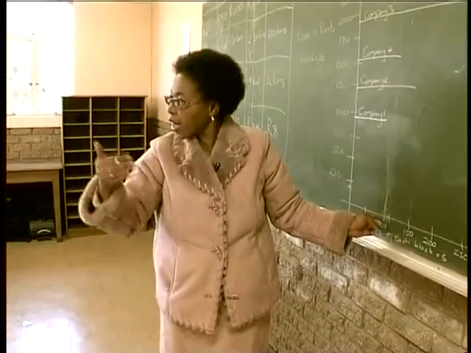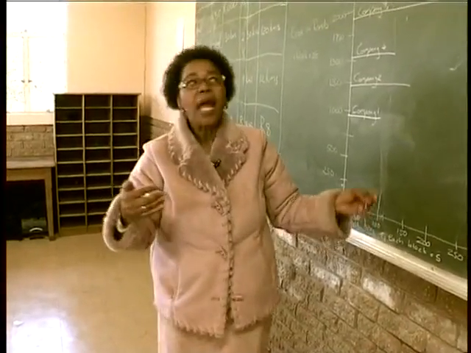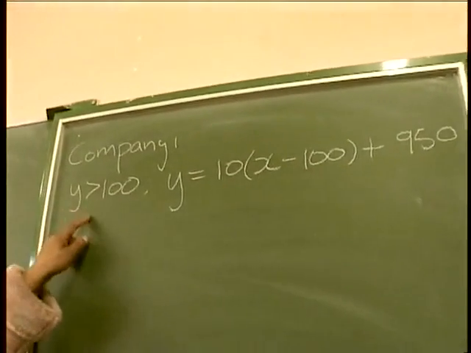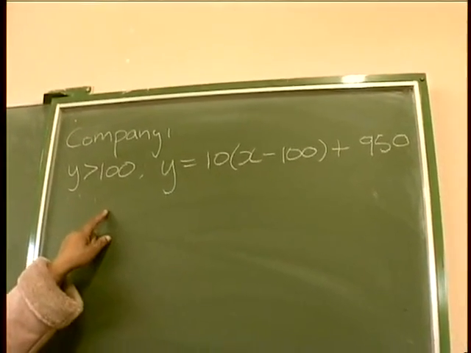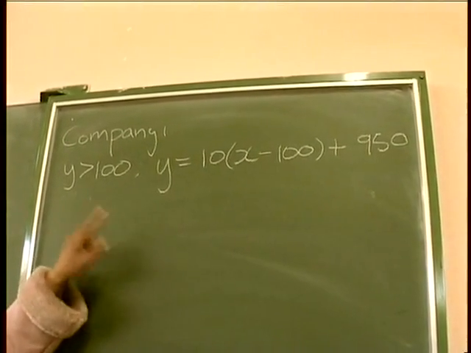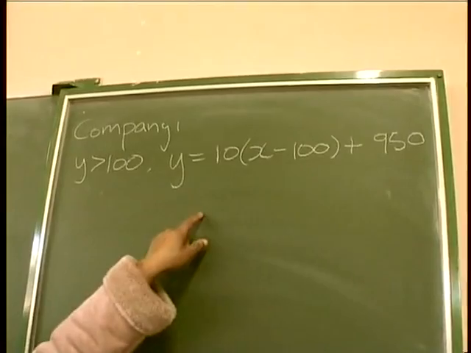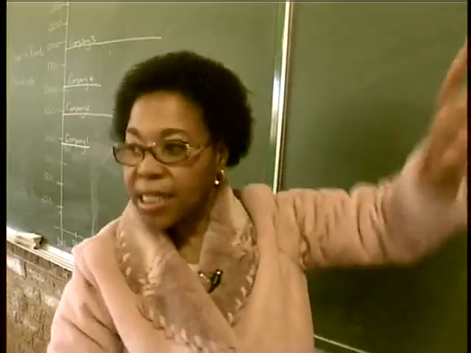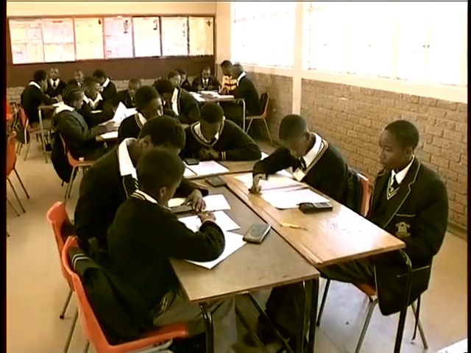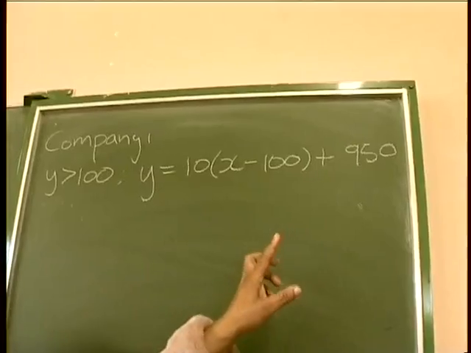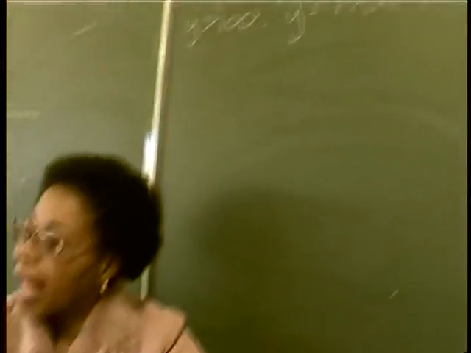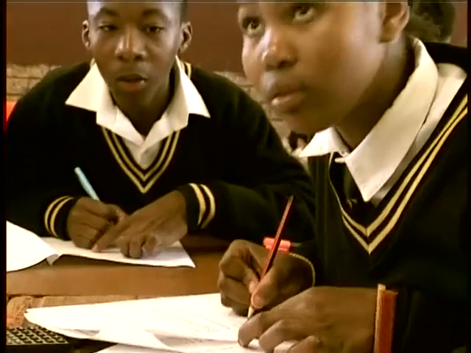Next, the learners draw up an equation if they travel more than the free distance on the day. We have this equation. If x is greater than 100, then the equation for y will be 10 rand per kilometer, for company number one, into x. What is that x? The distance that we are going to travel. And we're going to subtract 100 because it's a free distance. And don't forget, every time we need to add the minimum cost.